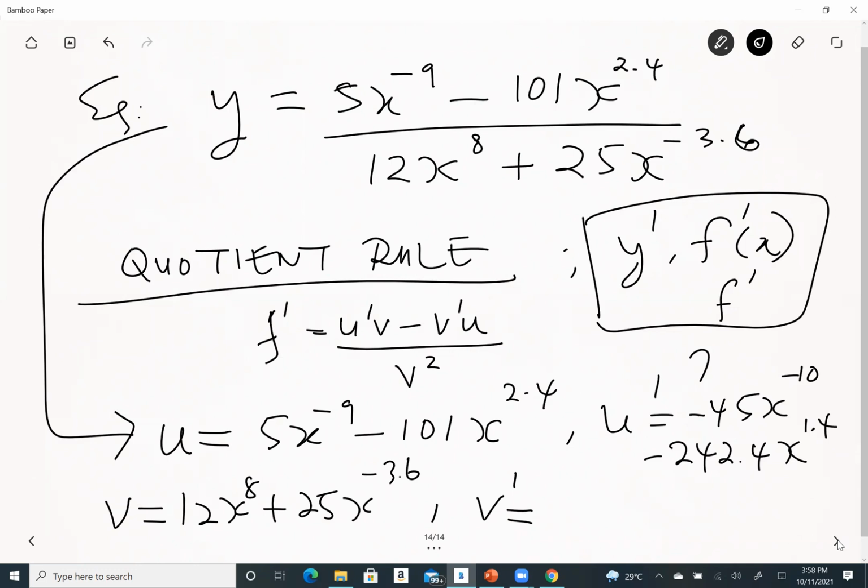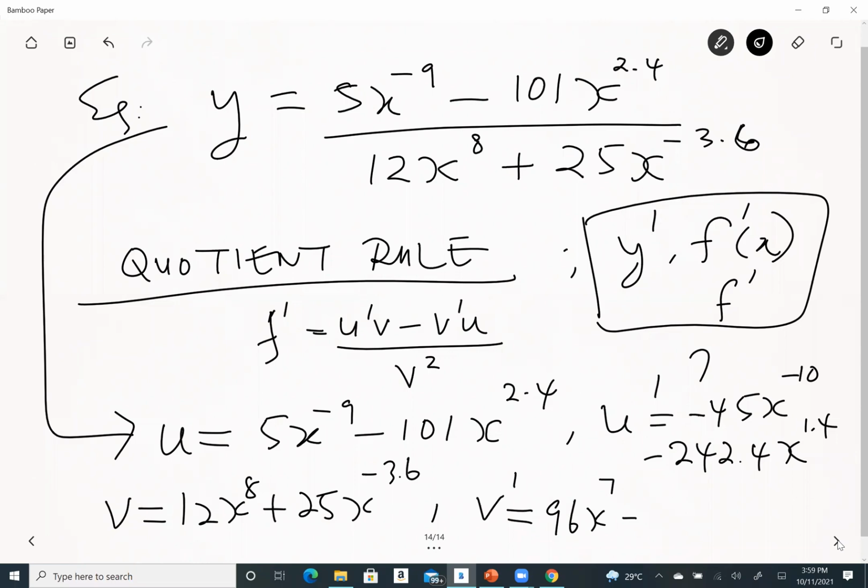If it is different from yours, let me know. Probably I did something wrong here. Okay, the second one. 12 times 8, 96 x to the power of 7. And here you got 25. Okay, 25 multiplied by -3.6. So, you know, you write the step. I want to, because I want to go faster. Otherwise, we are wasting time. So I go right away into the multiplication.